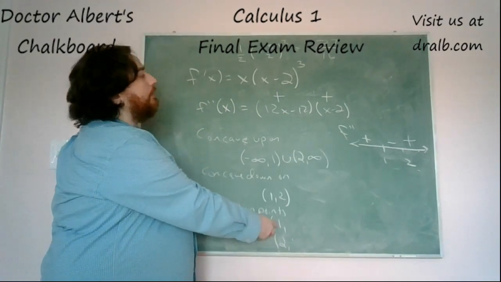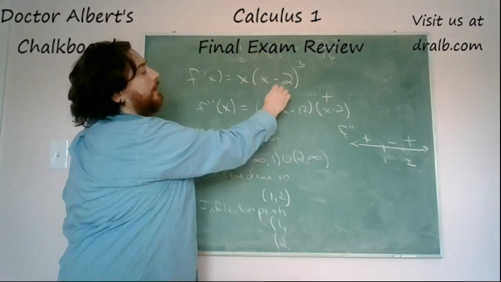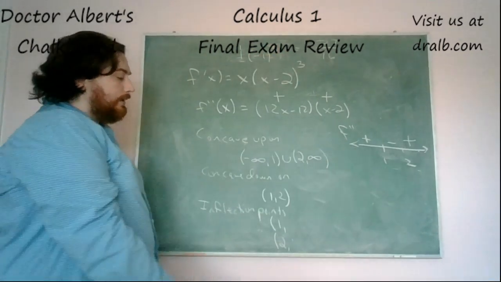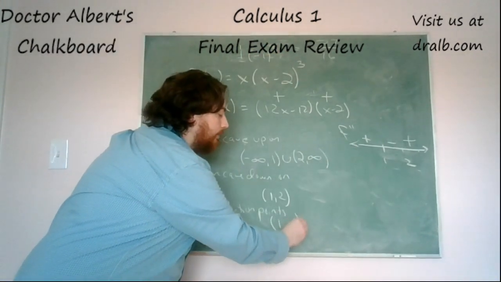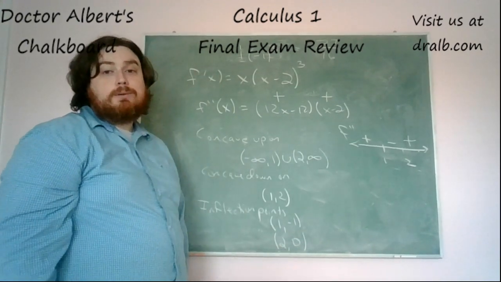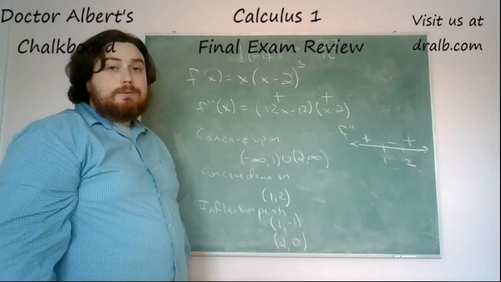So to find the point at 1, I'm going to plug in 1. So 1 times 1 minus 2 is negative 1 cubed. So 1 times negative 1 cubed is negative 1. And if I plug in 2, I get 0. So my inflection points are 1, negative 1, and 2, 0.